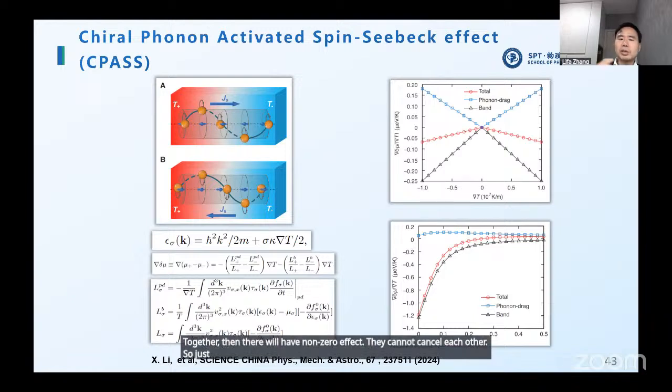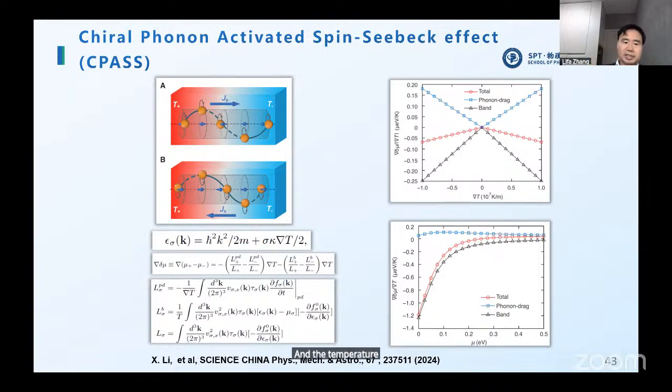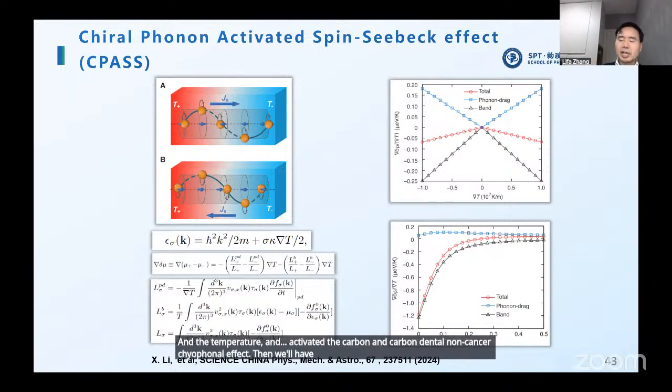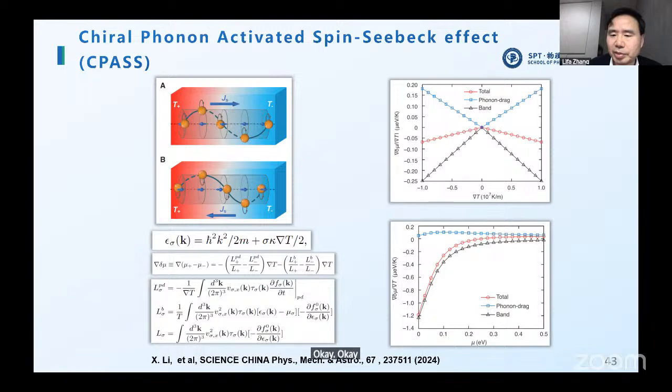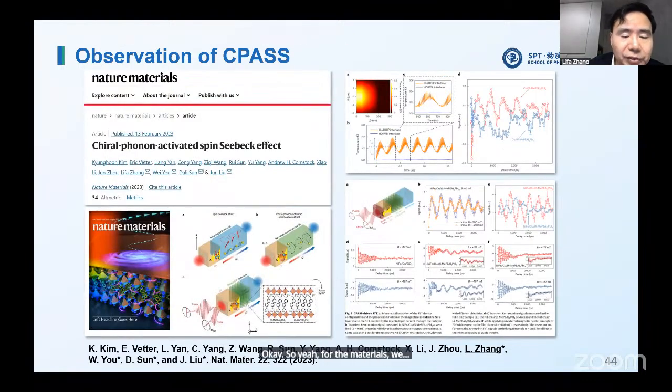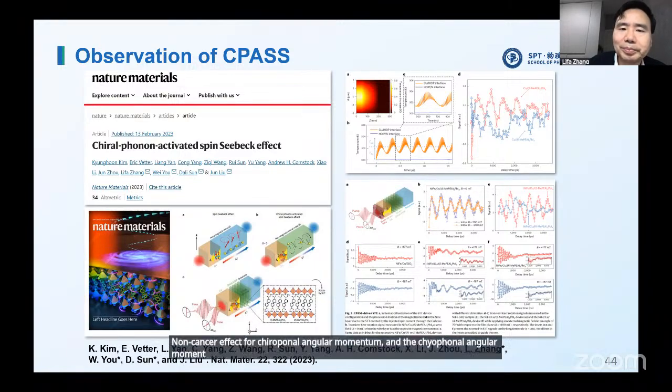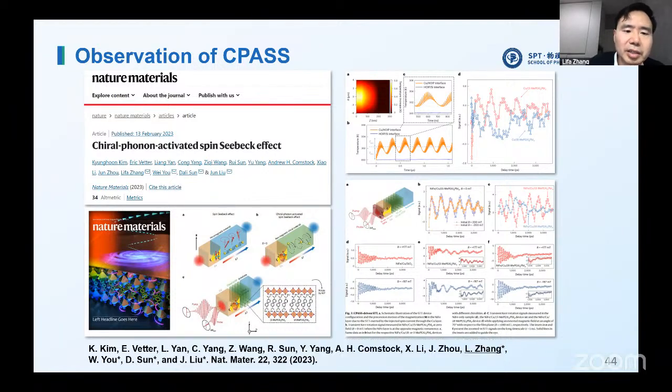So because of this, there are now many materials where a temperature difference can activate the chiral phonons, and then the total non-cancelled chiral effect will affect the electron spin polarization. So for these materials, there is a chiral-activated spin feedback effect. That's because of the non-cancelled chiral angular momentum and the effective charge, so we will have some spin polarization effect.